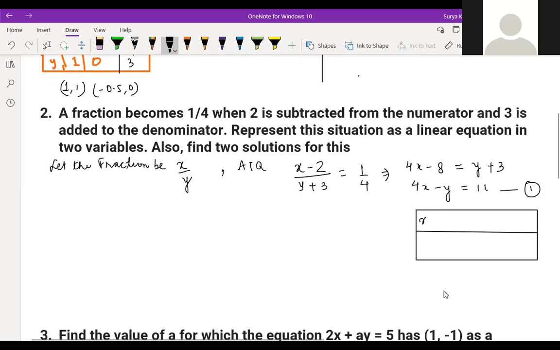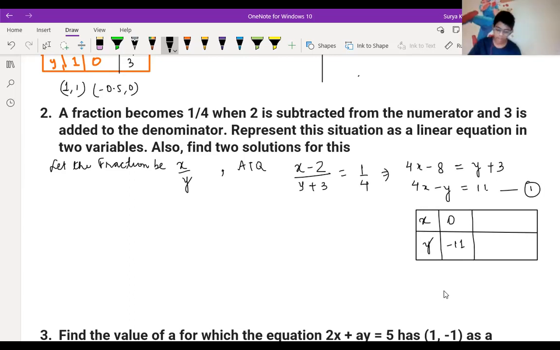So here write x and here write y. What value should you put so that you get the answer, children? Tell me. 4x minus 8 is equal to y plus 3. If you put x equal to 0, you'll get y equal to minus 11, right? If x is equal to 1, y will be minus 7.